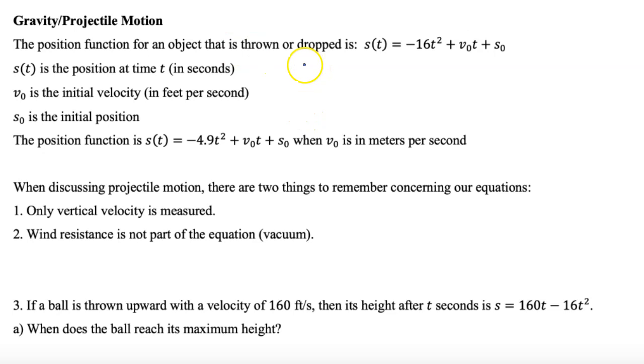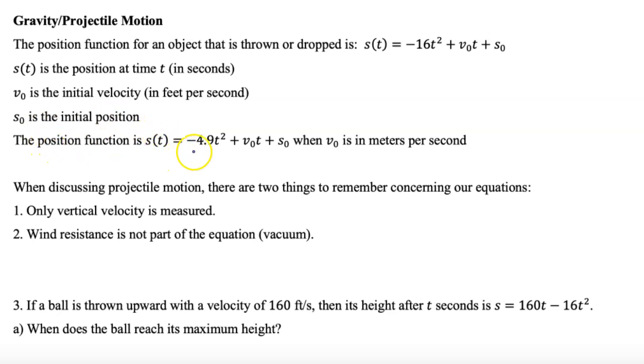So the position function for an object that is thrown or dropped is s of t is equal to negative 16t squared plus v naught t. So this is a v with a subscript of 0. Sometimes we say that's v naught t plus s naught, where s of t is the position at time t in seconds. So v naught is the initial velocity in feet per second. S naught is the initial position.